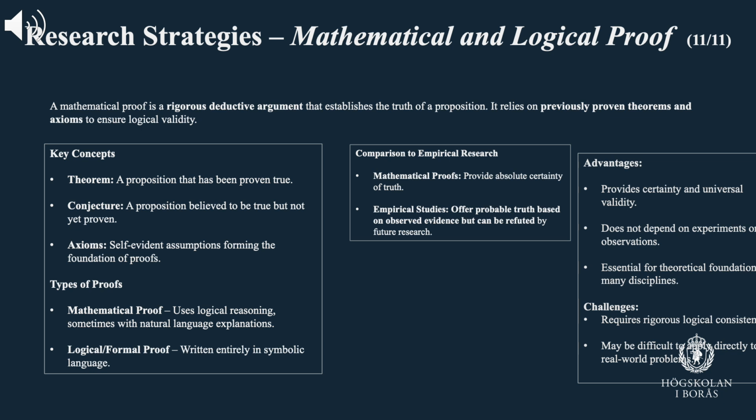Mathematical proofs differ significantly from empirical research in terms of certainty. A proof definitively establishes that a proposition is always true, whereas empirical studies can only provide supportive evidence. Even if numerous empirical studies confirm a proposition, new findings may later contradict it. In contrast, a proven theorem remains true under the given axioms and logical framework.